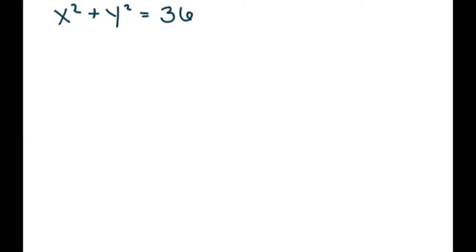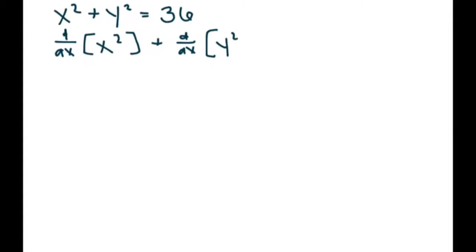Okay, so we're going to find the derivative of x squared plus y squared equals 36 using implicit differentiation. And you have to find the derivative of both sides. So you find d over dx of x squared plus d over dx of y squared equals d over dx of 36.